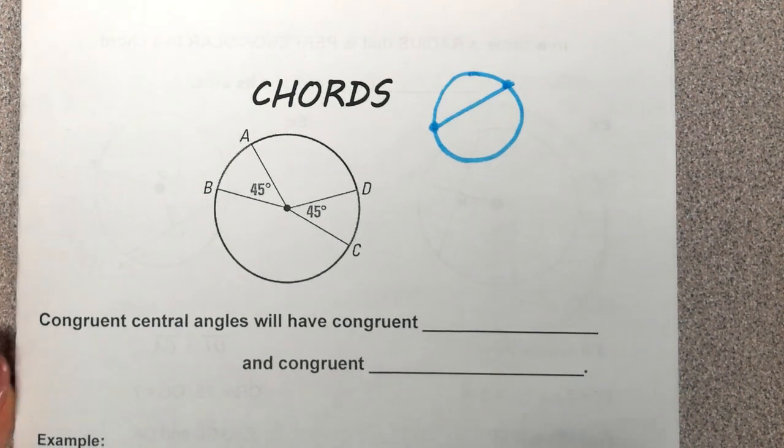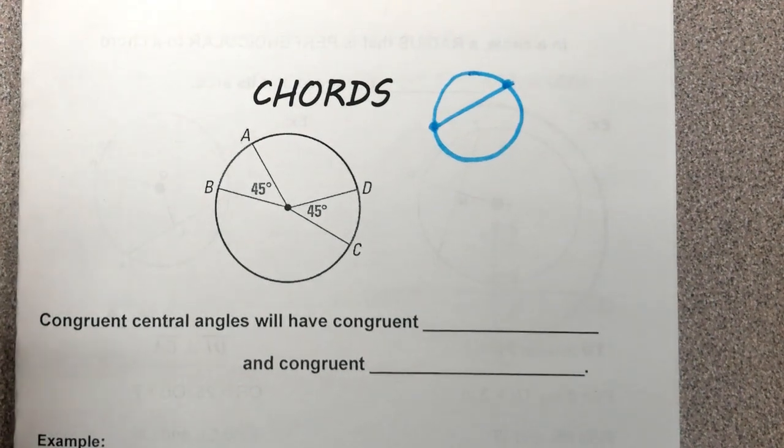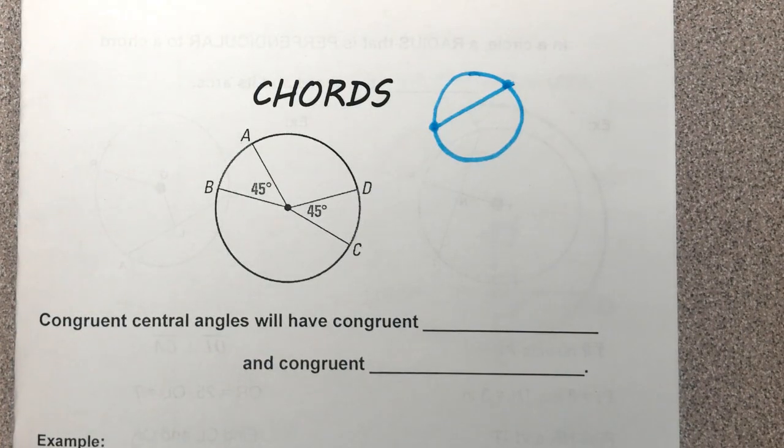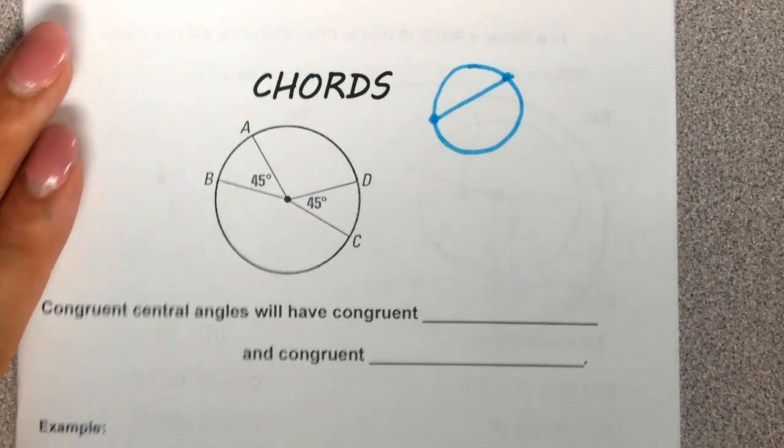All right. And so a chord is just a segment inside of a circle. It has endpoints. It should not have arrows. Okay. So the first property, we're going to learn 3 properties today.